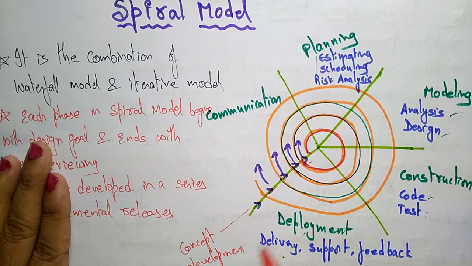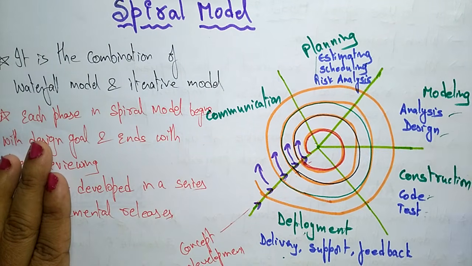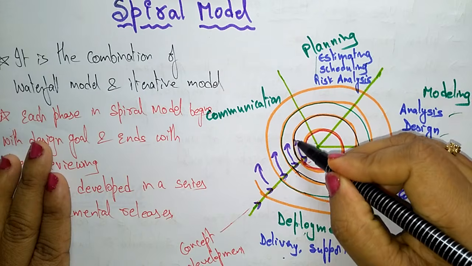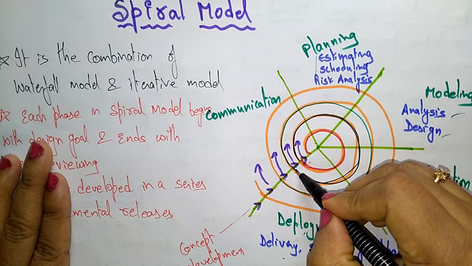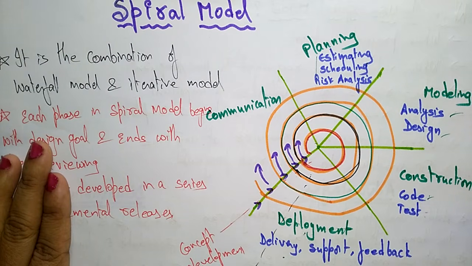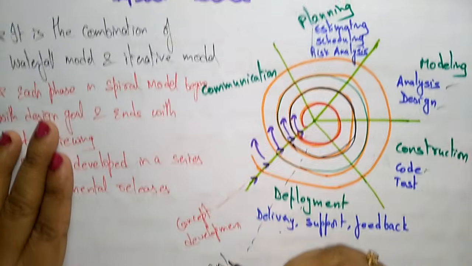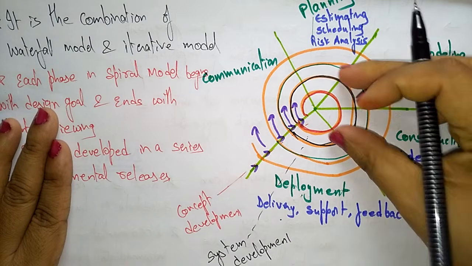So the first, innermost circle means here we are developing the concept. In the next circle, the next spiral, this is the concept development, and this comes under system development. In this task group, a system is going to be developed.